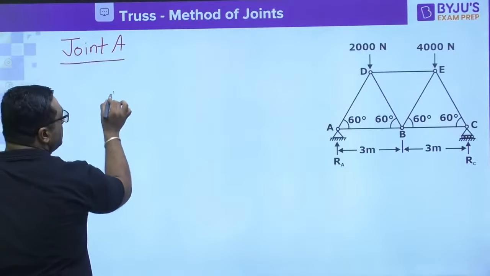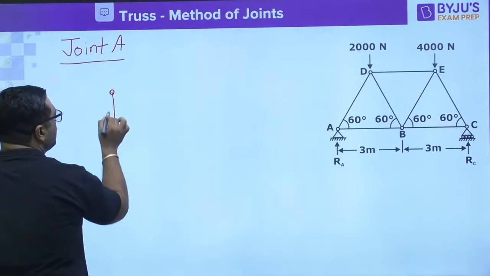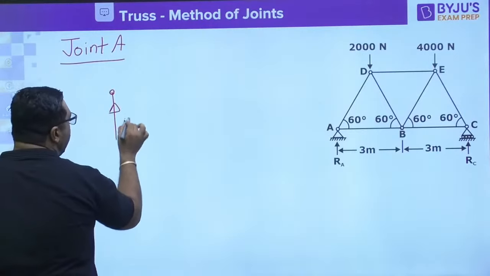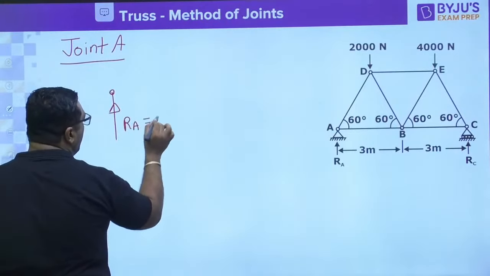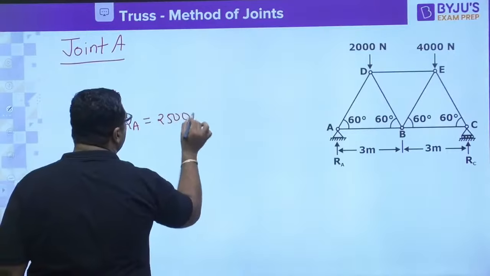So when we are going to take the joint A, at this time the support reaction is acting. RA or VA, whatever you want to write it, it is 2500 Newton.